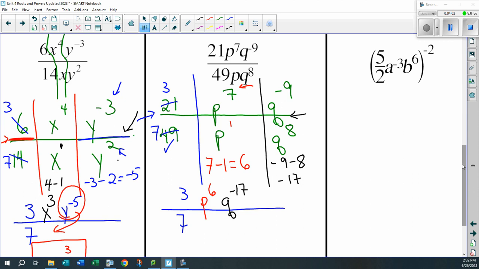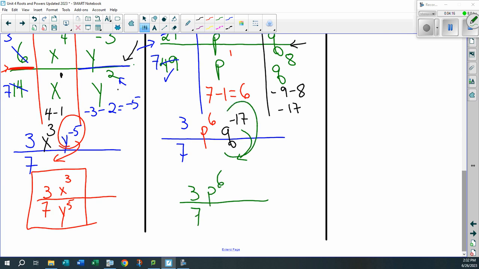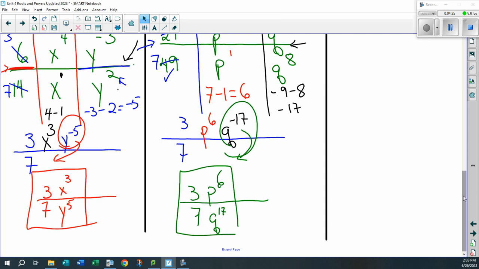Again, we don't like negative exponents. So all we got to do is take this guy, flip it, change the sign, bring it down to the bottom. This is 3 over 7. This is p to the 6. The q to the negative 17 now goes to the bottom. Q to the 17. Ta-da! You're done. That's not that bad.